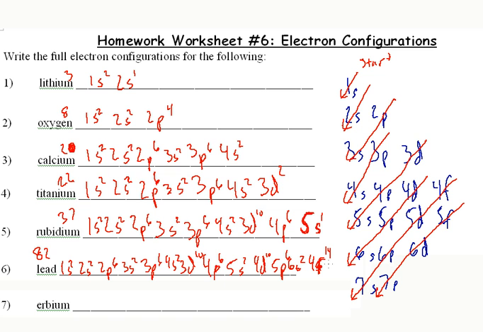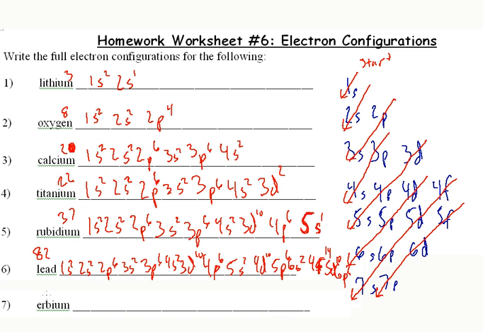4f14, 5d10, and then ultimately, let's see, lead should be 2, 3, 4, 6s is where we're going to end up stopping. 5d10, I'm sorry, 6p, and it is 2 into my p sublevel. Let's see, 2, 4, 10, 12, 18, 20, 30, 36, 46, 48, 54, 56, 70, 80, 82. That brings us up to our 82 electrons for lead.